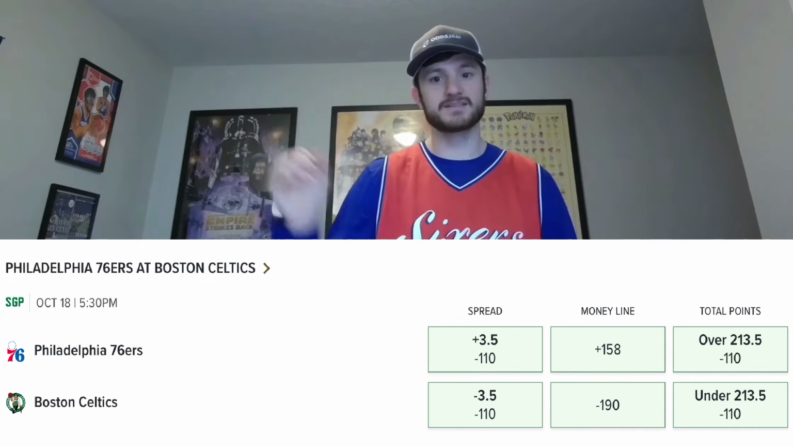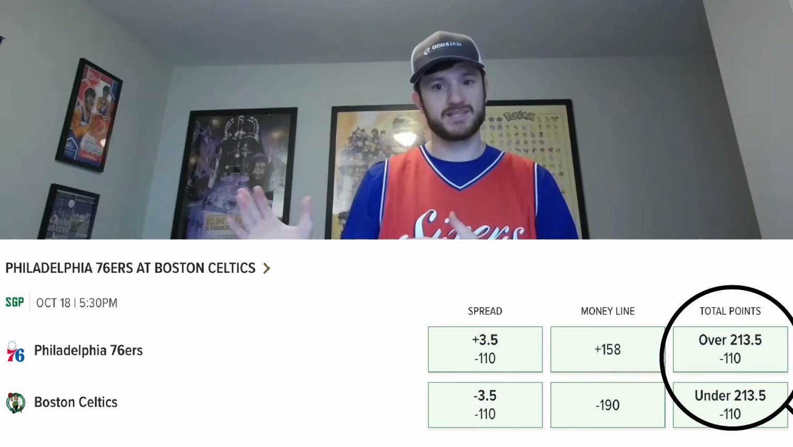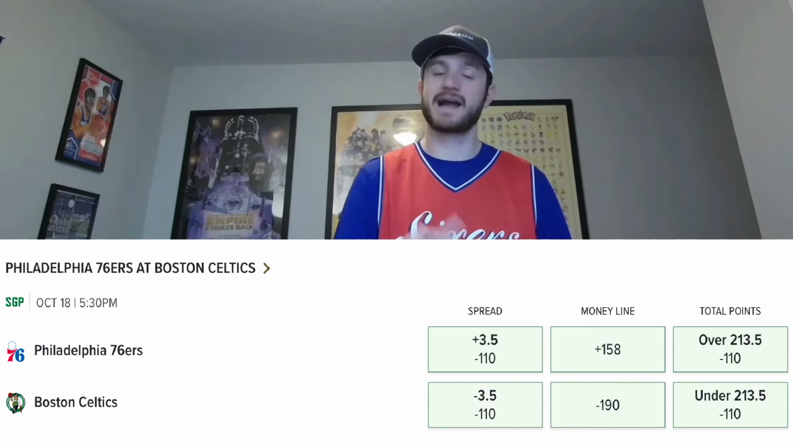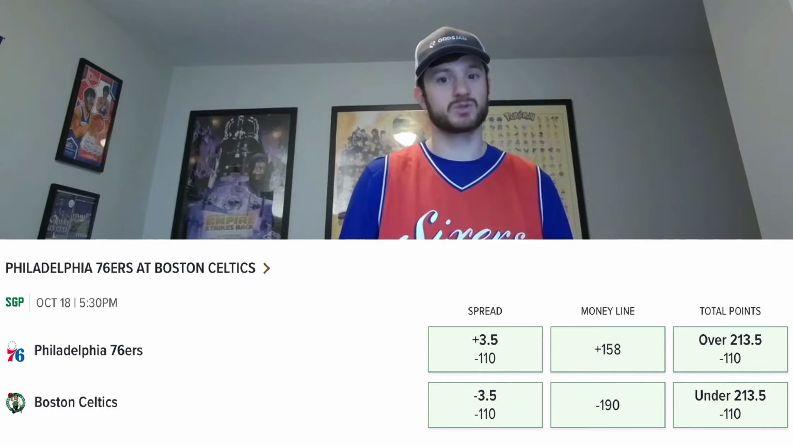Now, the last one of the main markets, and this is the only one that doesn't have to do with the direct outcome of the game in terms of a winner or loser, is the total points. So in this case, we see the total points at 213.5. When you're betting on a total, you are just betting on how many points you think are going to be scored in the game. It doesn't matter how they're scored, doesn't matter who scores them, just that the points are scored.